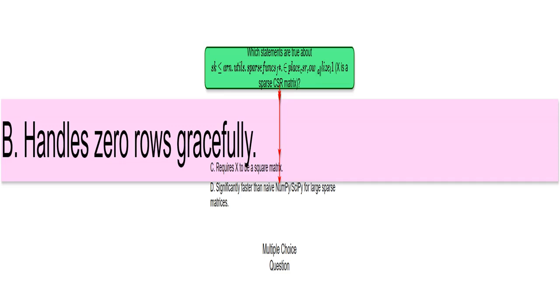Statement B asserts that the function correctly handles rows containing only zeros. It implies the function won't crash or produce unexpected results when encountering such rows. We need to consult the documentation or test cases to confirm this behavior, as it's not inherently guaranteed.